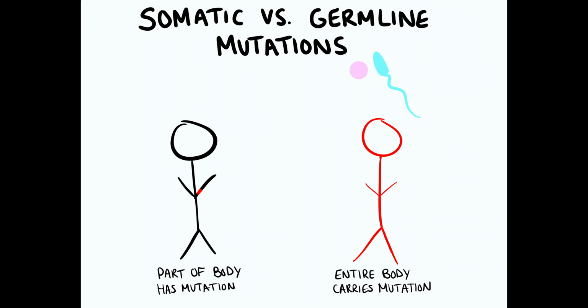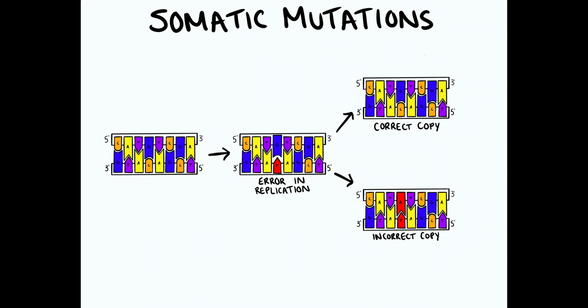Inherited cancer is caused by an inherited germline mutation and then additional somatic mutations that occur to actually turn the cells cancerous. And sporadic cancer is solely caused by the accumulation of somatic mutations throughout life. And so how do somatic mutations occur?